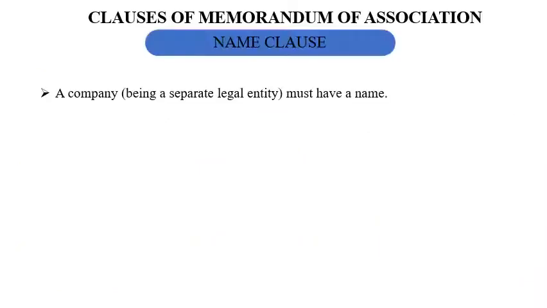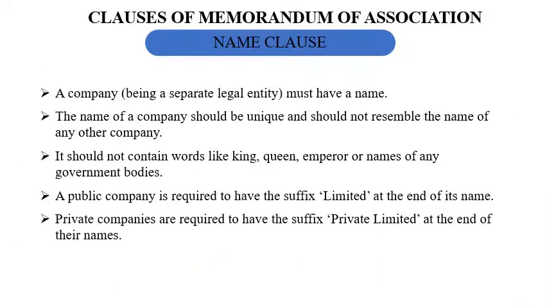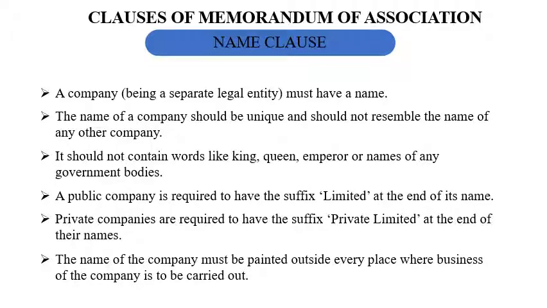Now, as related to the name clause, a company being a separate legal entity must have a name, and the name must be unique. The name cannot be like king, queen, emperor, or any government bodies. A private limited company must affix the words private limited at the end of its name, and a public limited company affixes the word limited at the end of its name. Then the company must paint its name at every place where the business of the company is carried out.